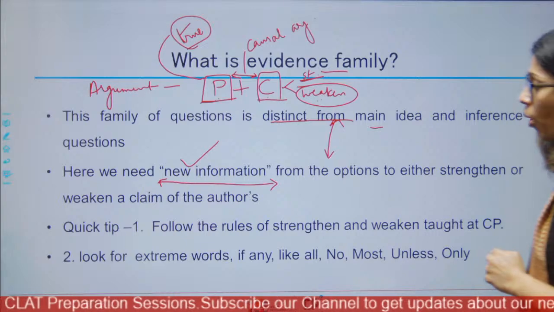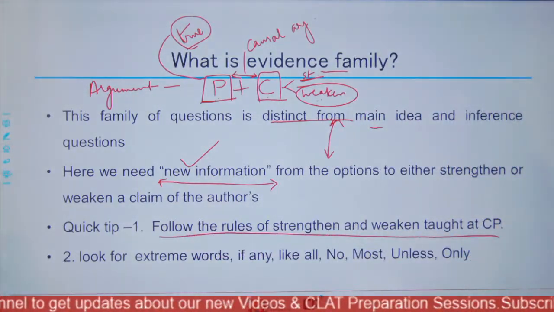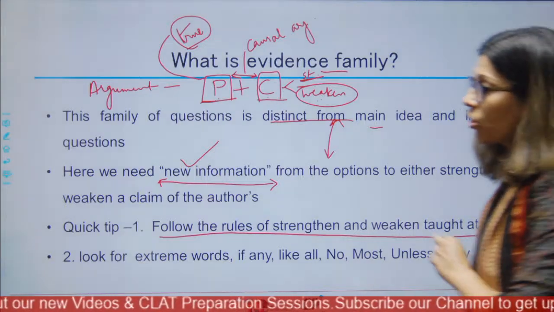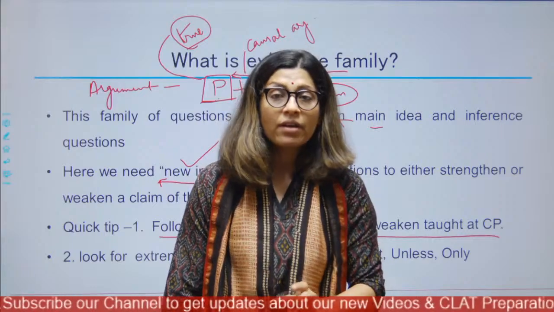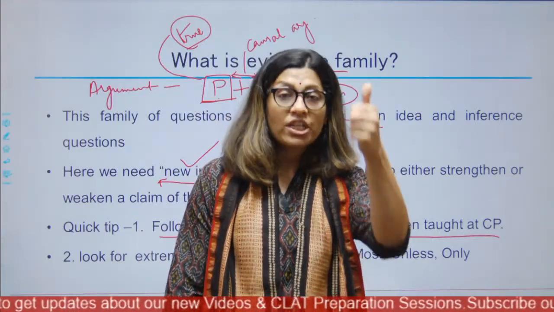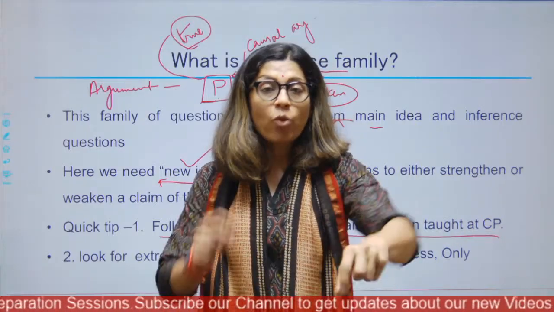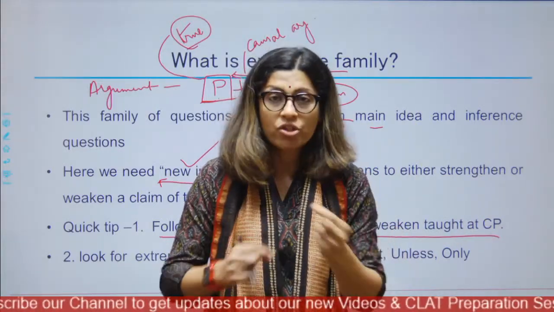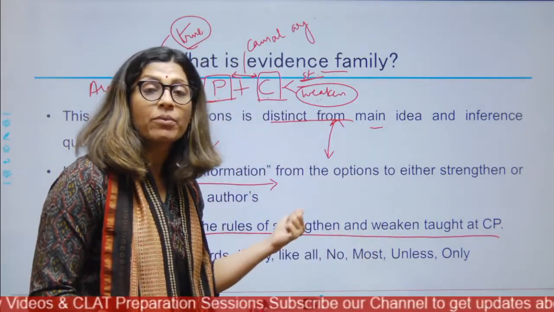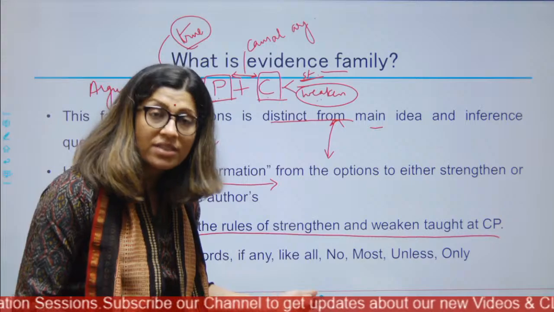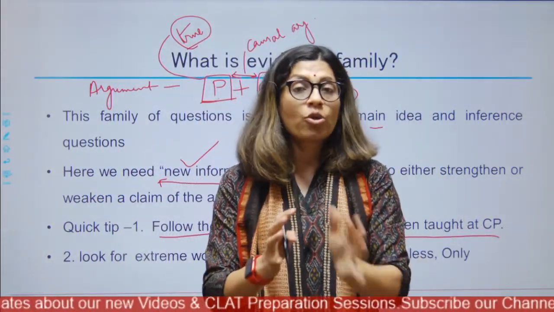Now, what is the quick tip? The quick tip would be the rules. There is a whole list of rules that is taught in the basic classroom of strengthen and weaken. We make you write down the rules, negation of the assumption, right? What happens in causal arguments. So I'm going to briefly cover those points through the questions today, right? So you have to follow the rules and you will be able to solve all strengthen and weaken questions very, very easily, provided you are able to understand the argument quickly.